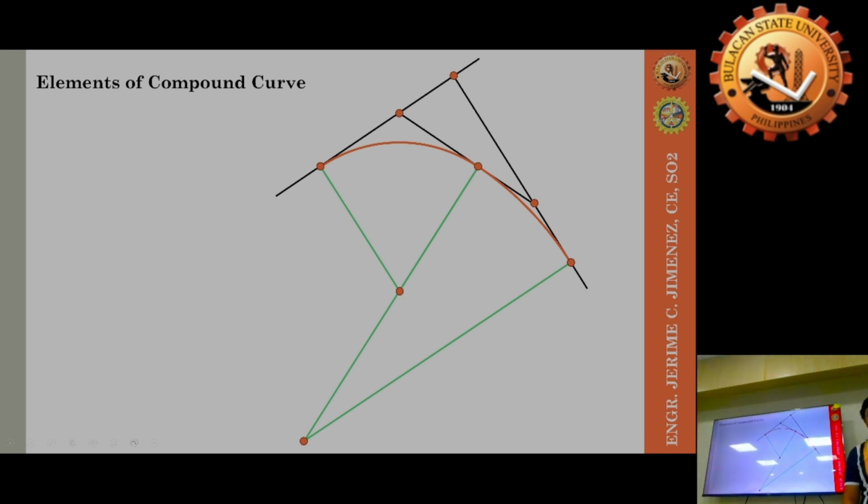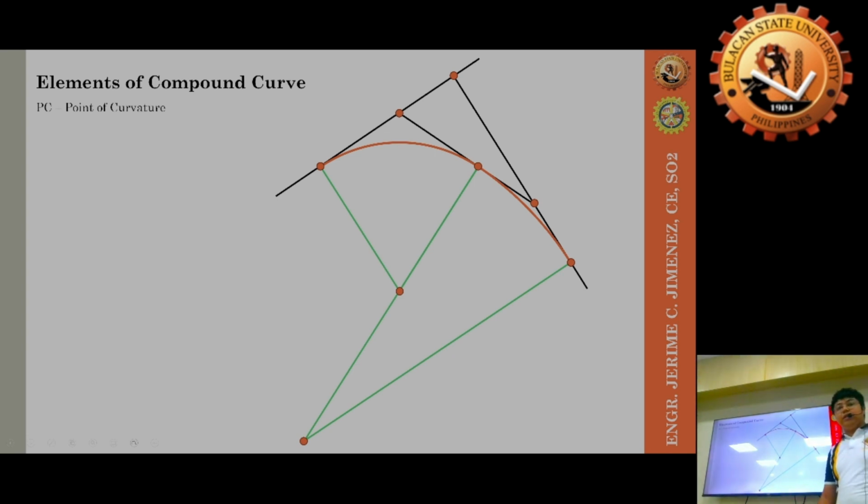Okay, addition lang siya. Because yung formula na gagamitin natin in compound curve is yung formula din na nanggaling kay simple curve. Kasi nga, based on the definition, ang compound curve is a composition of two or more simple curve. Okay? So, discuss natin elements of the compound curve. First, we have the PC, or the point of curvature.